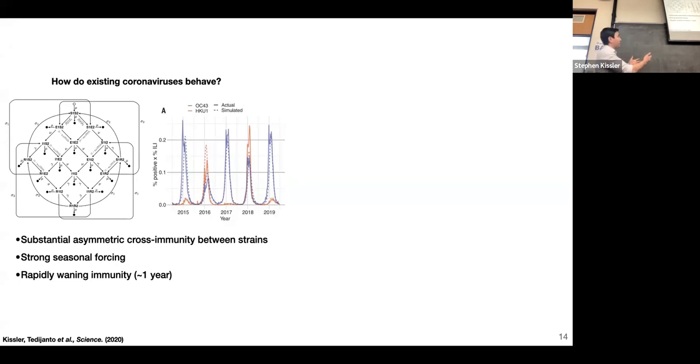Or there's substantial cross-immunity. We weren't able to perfectly distinguish between these things, but according to this model, the most likely scenario is that there was both short-term immunity on the order of 1 year, but then also substantial cross-immunity between the strains. And there's also quite a bit of seasonal forcing.